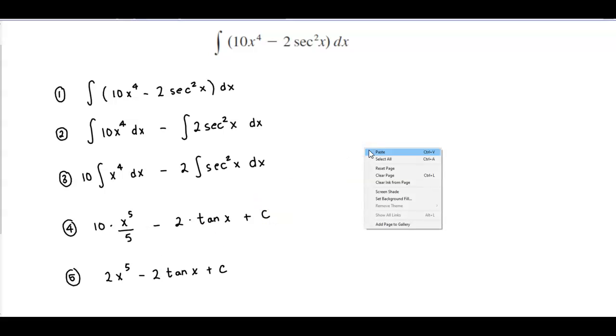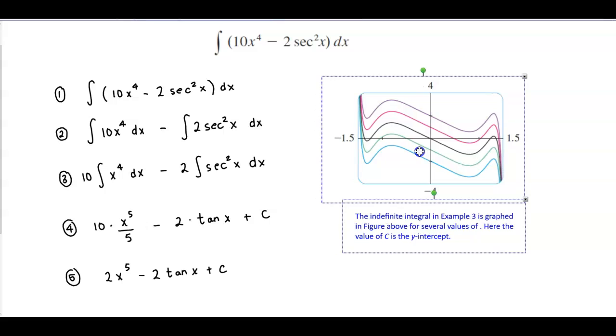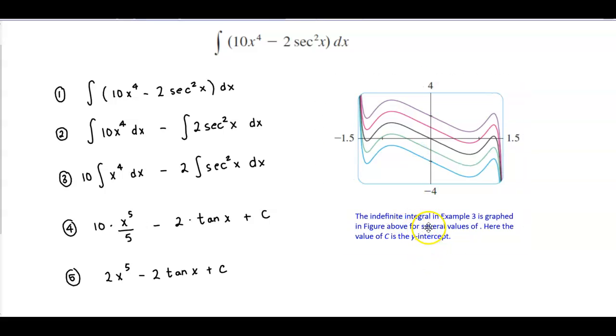Okay, now let's just take a look at this graph. Well, if we take a look at this graph, this indefinite integral in this example is graphed in the figure above for several values of the constant c. Okay, because the value of c can be any value, right? So here, the value of c is the y-intercept, so where it's crossing the y-axis.